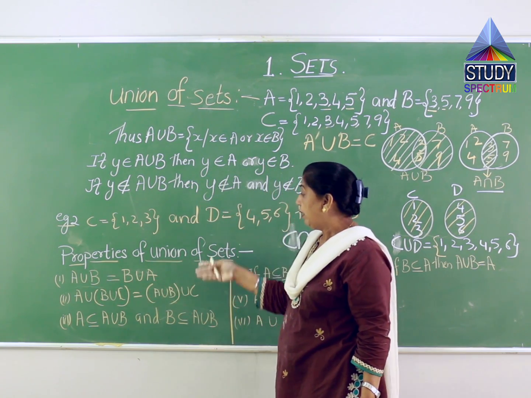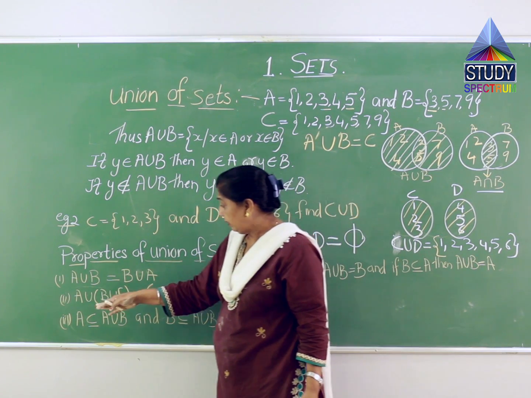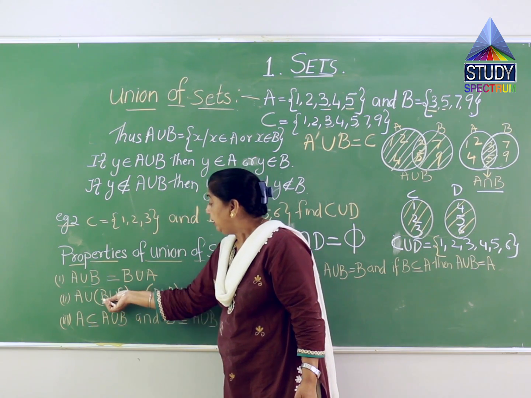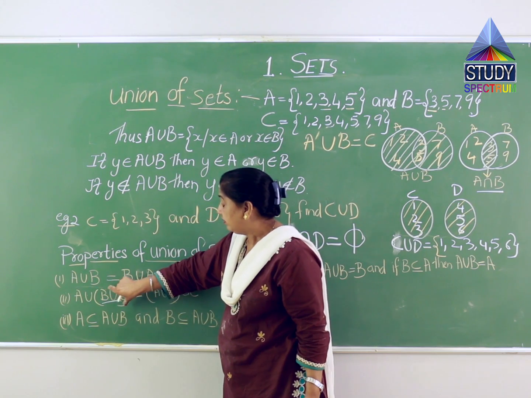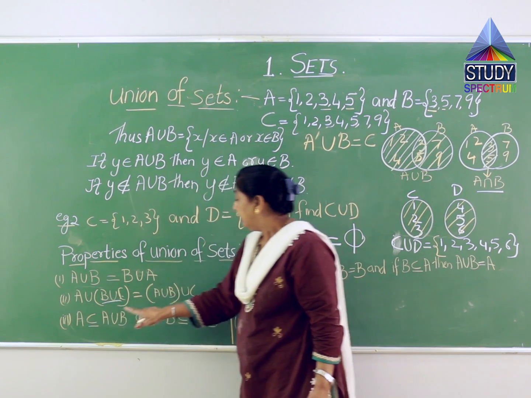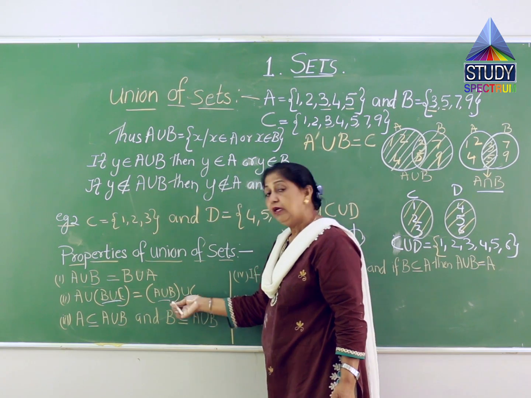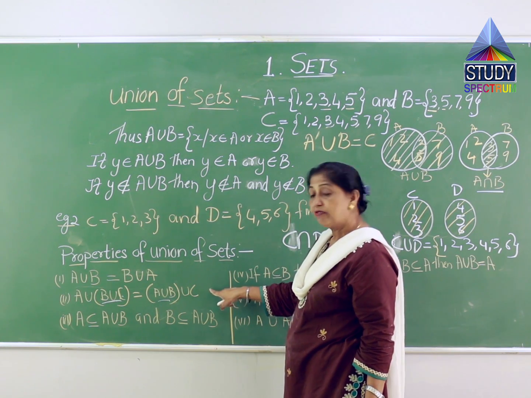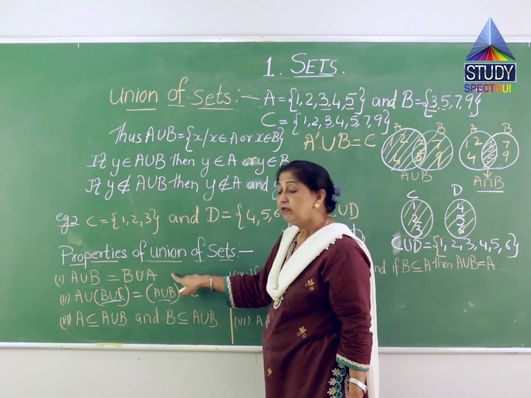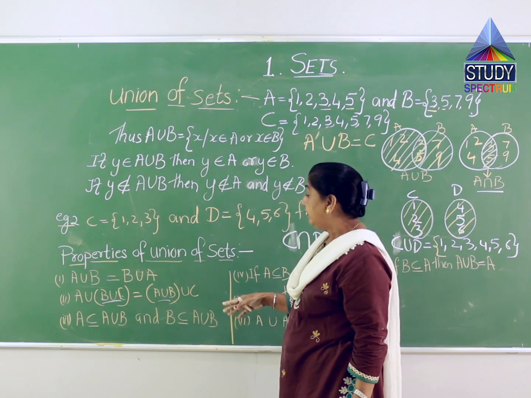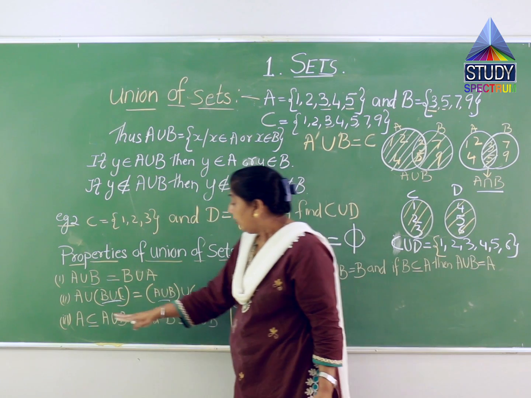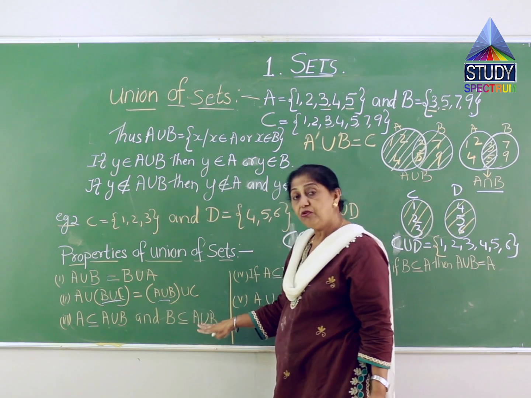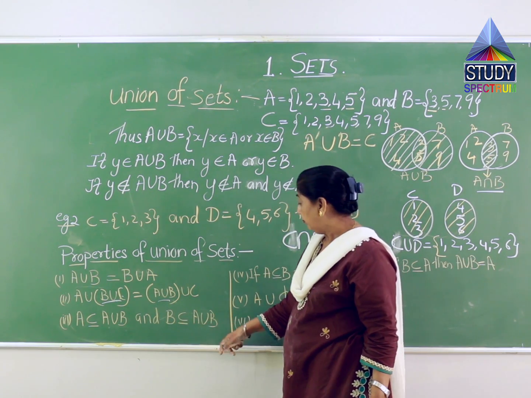It's immaterial. Now the second property is: if I take the union of A and this together, B union C, the elements which are present in this union, along with A, then this will always be equal to A union B, then the union of C. This is known as the associative property. The first property is known as the commutative property. The third property is, if A is a subset of A union B, then B is also a subset of A union B.